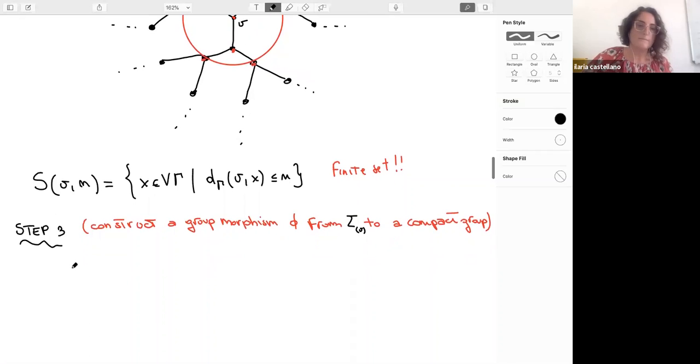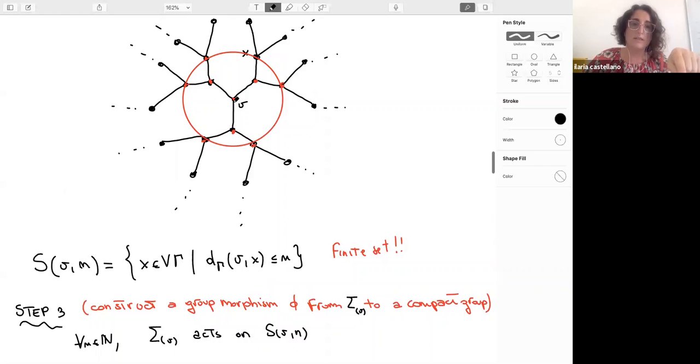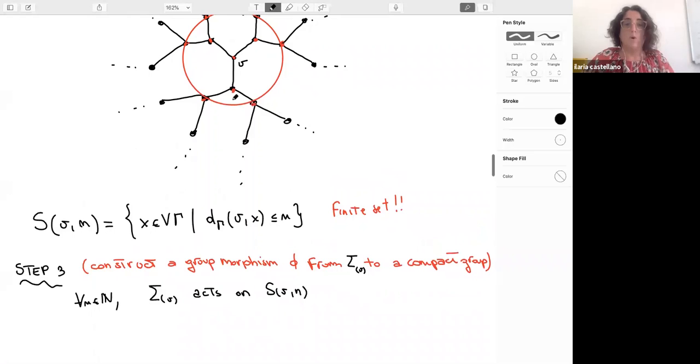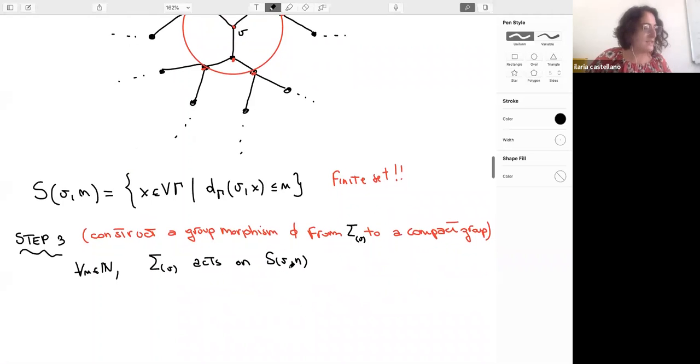So we notice that for each n in N, sigma V acts on the sphere, because we are keeping V fixed, and so all the stabilizer can do is just move the elements in each sphere among themselves, because you cannot break the graph, so the distance cannot change. So actually sigma V is acting as a permutation on the sphere.